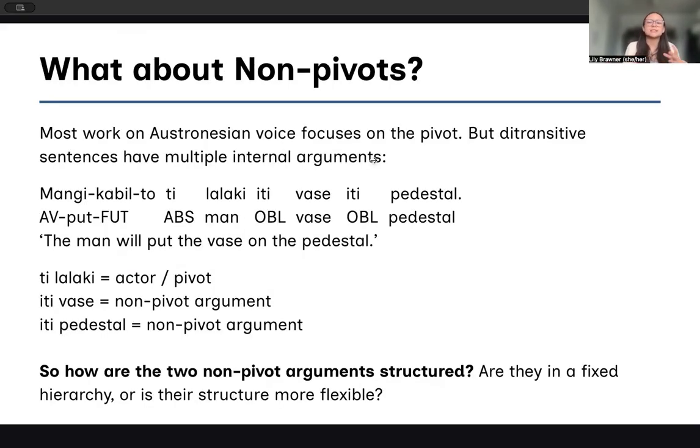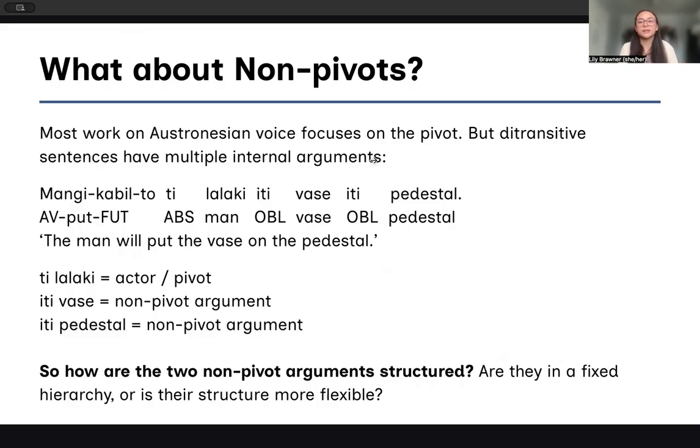A ditransitive sentence has more than one internal argument. So in English, examples include like, I gave the child a gift, or I put the vase on the pedestal, which we'll get very familiar with. The Ilocano sentence shown here, Mangkikabilto ti lalaki iti vase iti pedestal, has the meaning the man will put the vase on the pedestal. So the vase and the pedestal are objects.